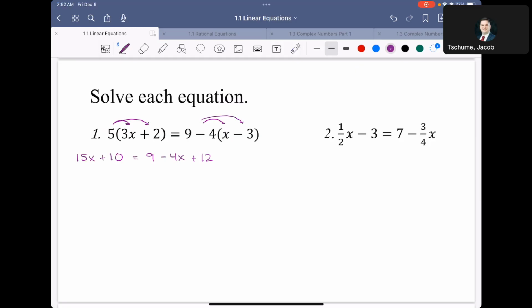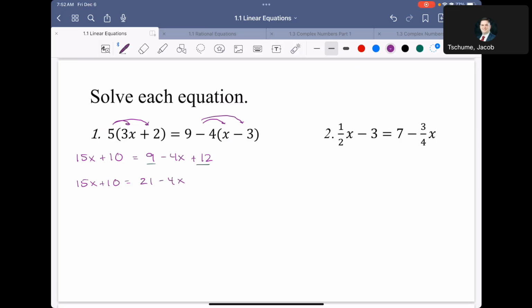I also notice on the right-hand side, there are two numbers that go together pretty easily. So I'm going to go ahead and add those. So you'll have 15x plus 10 equals, I know that 9 plus 12 is 21, and then minus 4x.